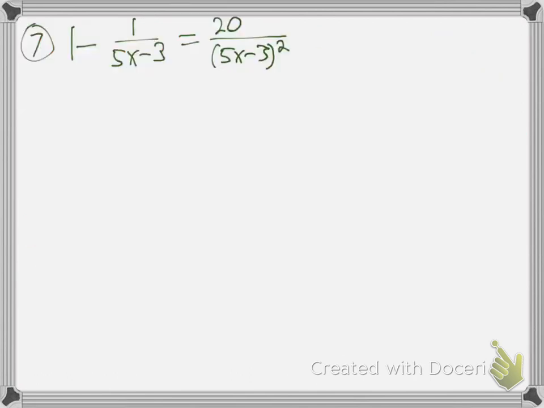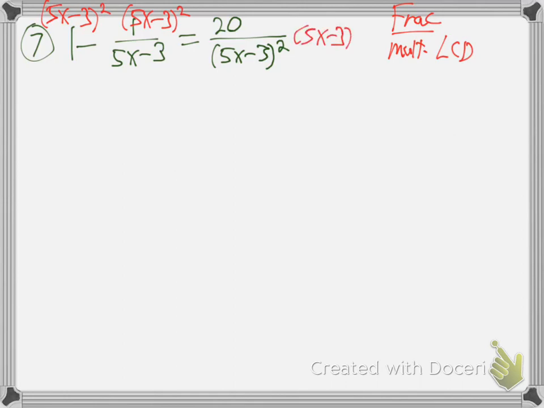Okay, this is a pretty hard one. What do you do when you have fractions? You multiply by the LCD, huh? We've got this denominator and that denominator. So what's the LCD? Well, it's the bigger one, the squared. So we multiply through by 5x minus 3 squared, 5x minus 3 squared, and 5x minus 3 squared.